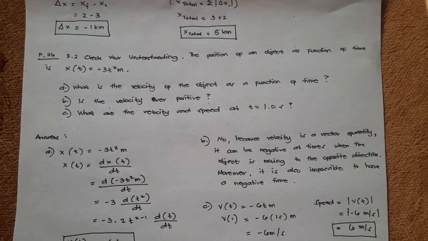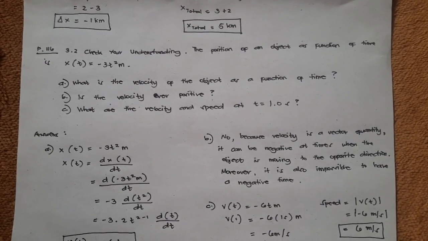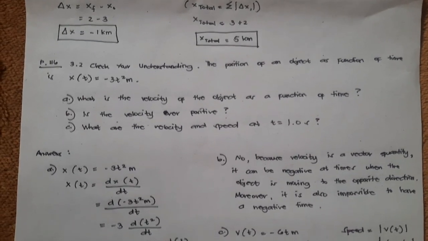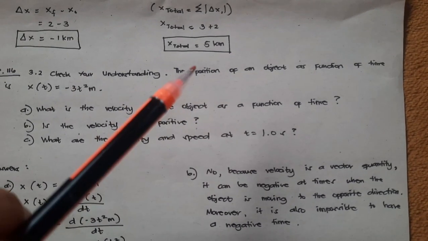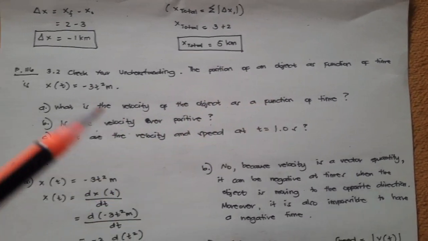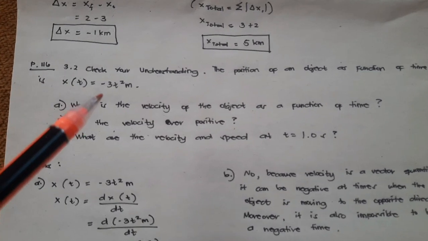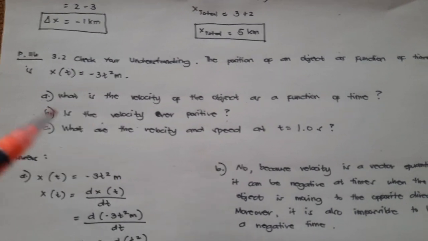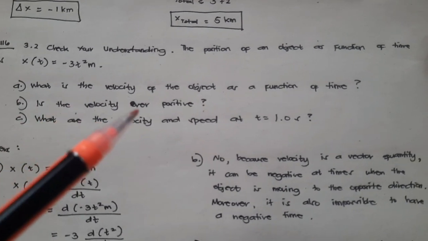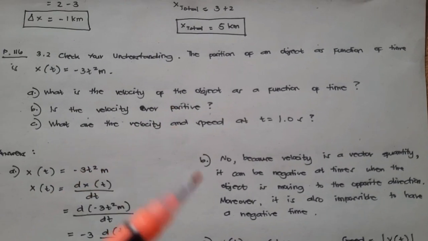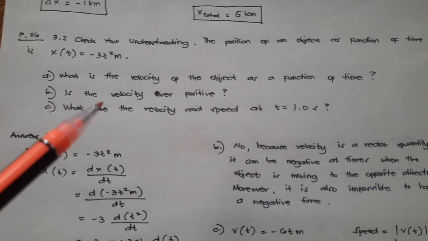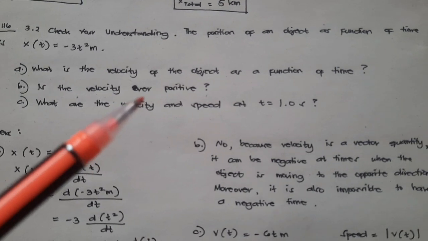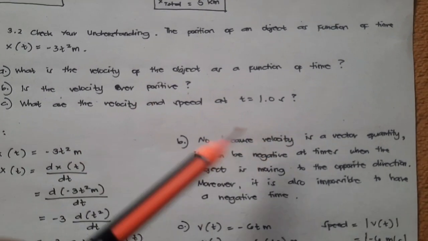So, let's move on to the next problem set. 3.2, Check your understanding. The position of an object as a function of time is x of t equals negative 3t to the second power m. Letter A, what is the velocity of the object as a function of time? Letter B, is the velocity ever positive? Letter C, what are the velocity and speed at t equals 1 second?